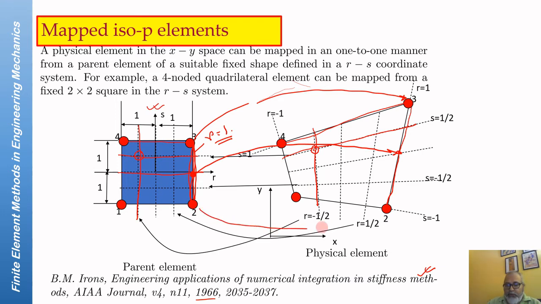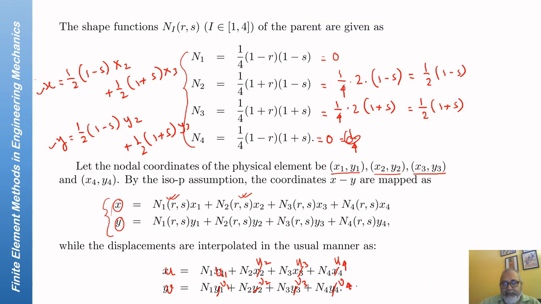Similarly, this point would map onto this point. This would map onto this. This would map onto this. So this is how the mapping will work, and the mapping is one-to-one and well defined. So this is the mapping of coordinates from RS. If you know the RS coordinate of a point in the parent, you can find the XY coordinates of the physical element using this set of equations.